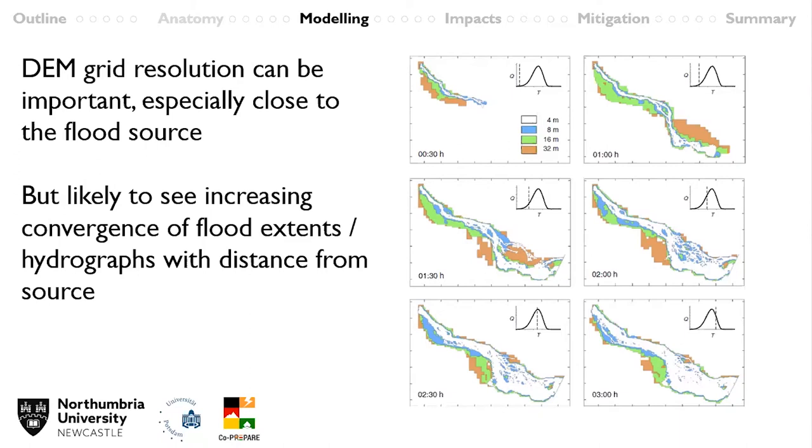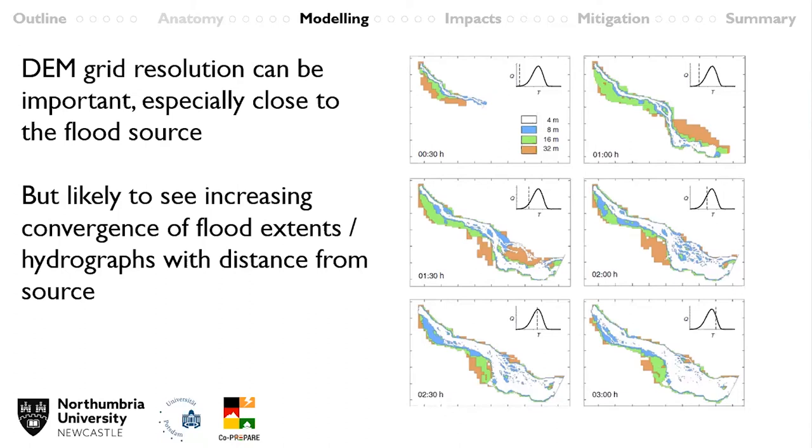What we're likely to see is that you get increasing convergence of flood extents or hydrographs with increasing distance from the flood source. We know that glacial lake outburst floods do a lot of geomorphological work fairly close to their source, and that their power tends to attenuate quite rapidly with increasing distance. And so, again, whilst this isn't something that I've tested, my hunch is that you're likely to see increasing convergence of flood extents and hydrographs as you move downstream. And so this DEM grid resolution issue may become less important, arguably.